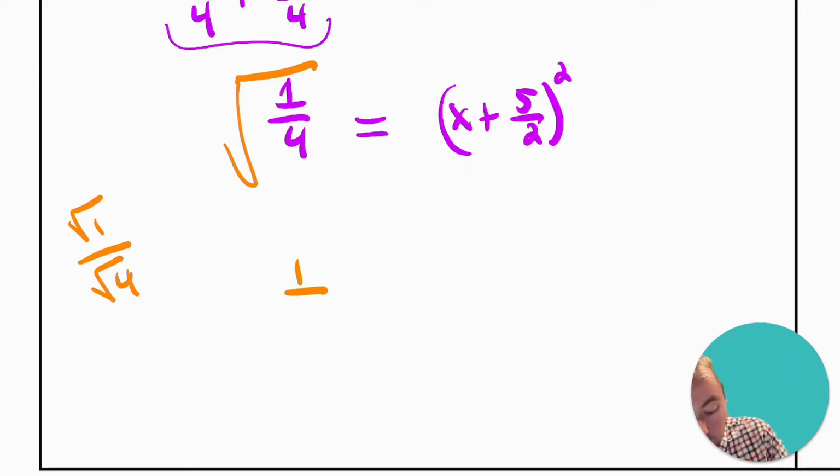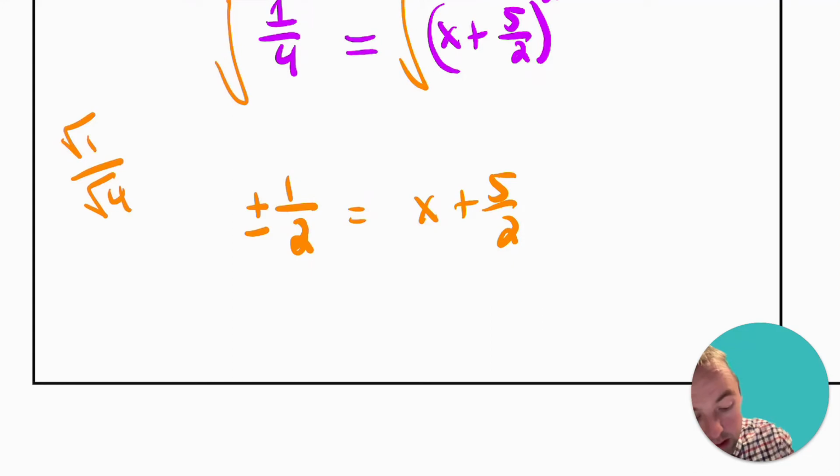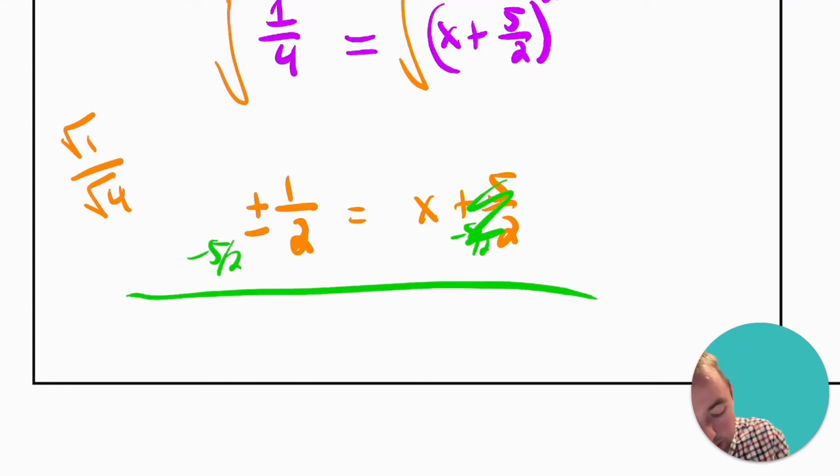So it turns out to be 1/2, and then we'll want to make sure that we have both plus and minus. And then if I square root the other side, you end up getting just x plus 5 halves. And then, great. So if you subtract the 5 halves to cancel that out, and you subtract the 5 halves from the other side, we're going to end up getting negative 5 halves plus or minus 1/2 is going to equal x.